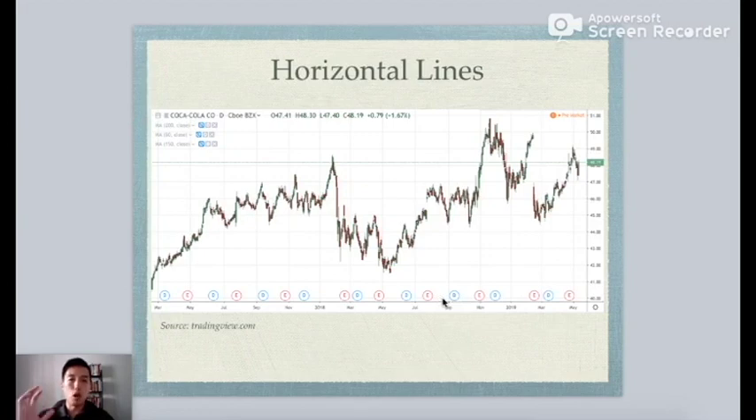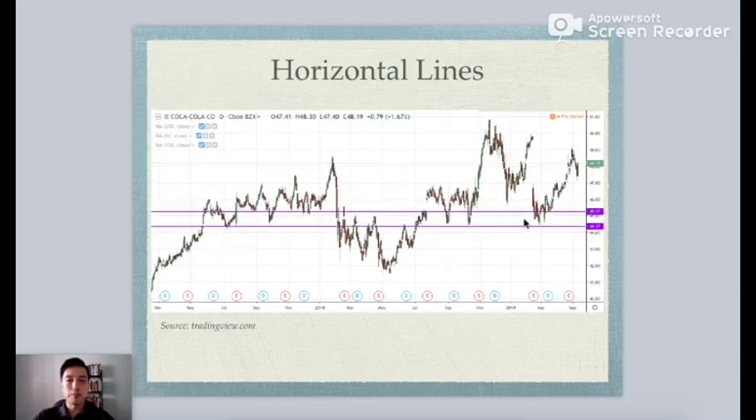Let's go through the first one, the horizontal line. Let's take this for example. This is a chart of Coca-Cola. If you look at the chart without drawing anything, it just looks like a graph, just a line going up, going down, going up and down. It doesn't tell you anything.